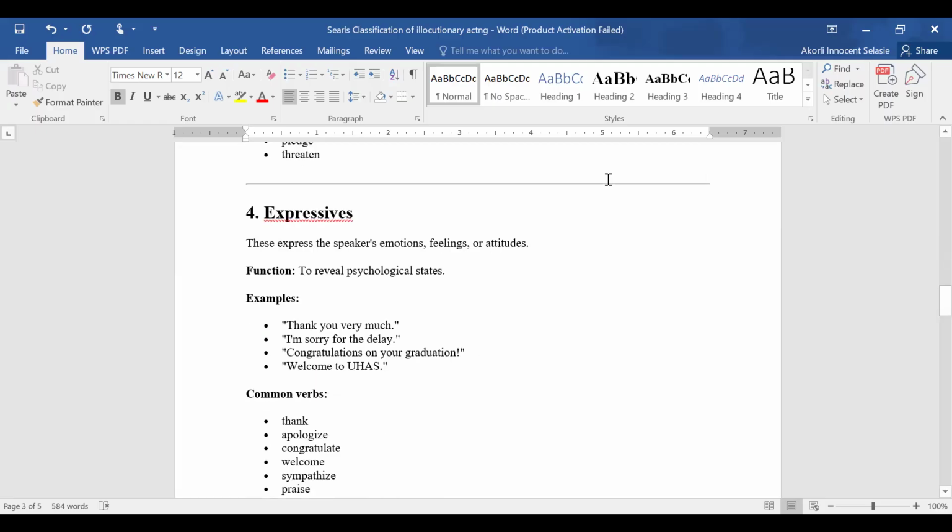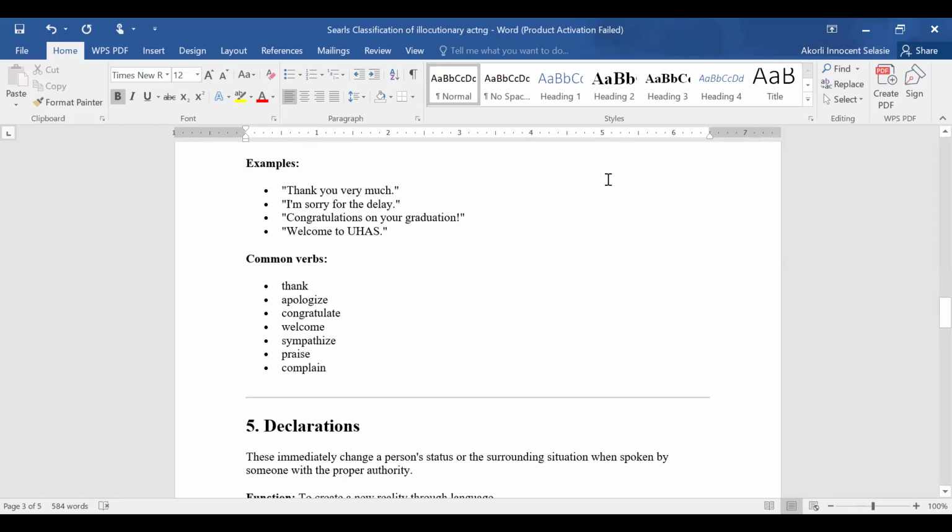Four, Expressives. This expresses the speaker's emotions, feelings, or attitudes. Function: to reveal psychological states. Examples: Thank you very much. I'm sorry for the delay. Congratulations on your graduation. Welcome to UHAS. Common verbs: thank, apologize, congratulate, welcome, sympathize, praise, or complain.